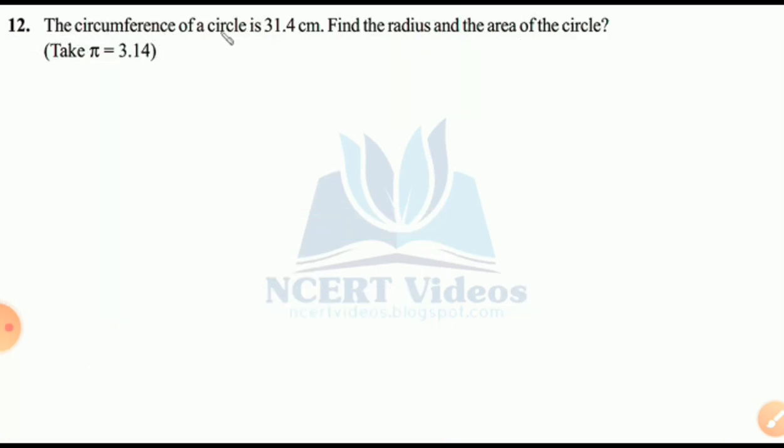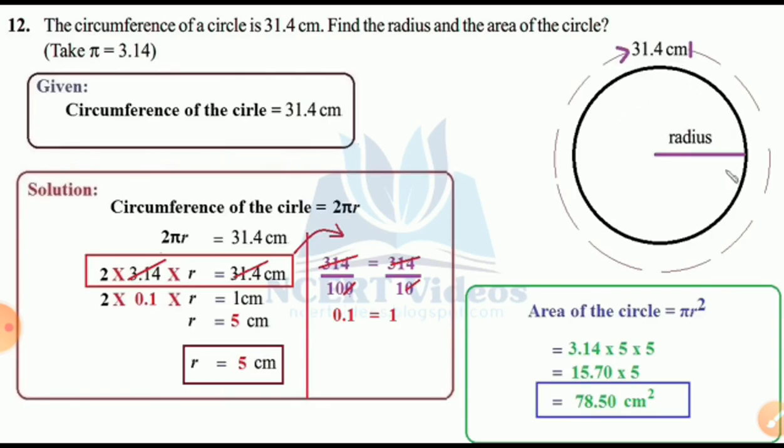Question number 12. The circumference of a circle is 31.4 centimeter. Find the radius and the area of the circle. So circumference of the circle is given, 31.4 centimeter. Circumference means around the circle. Radius we have to find out. So how to find the radius? We have the formula: circumference of the circle is equal to 2 pi r. On the left side and right side we can put 31.4, already given in the question, and you can cancel both sides, or you can use the second method also. Keep it one side and then you will get r is equal to 5.